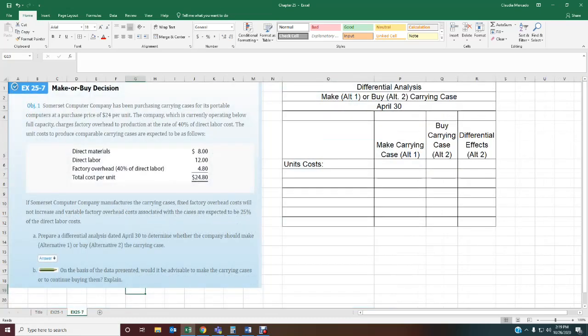Now, the second problem that I'm going to be covering is making versus buying. You have a business and you're buying maybe some kind of an item. It could be a case, it could be a component of the product. So you have the option of maybe you can produce it. Would it be cheaper for me to make it myself, or should I buy it from an outside company or from another vendor? Those are the decisions that we have to make. So in this case, we have a make or buy decision.